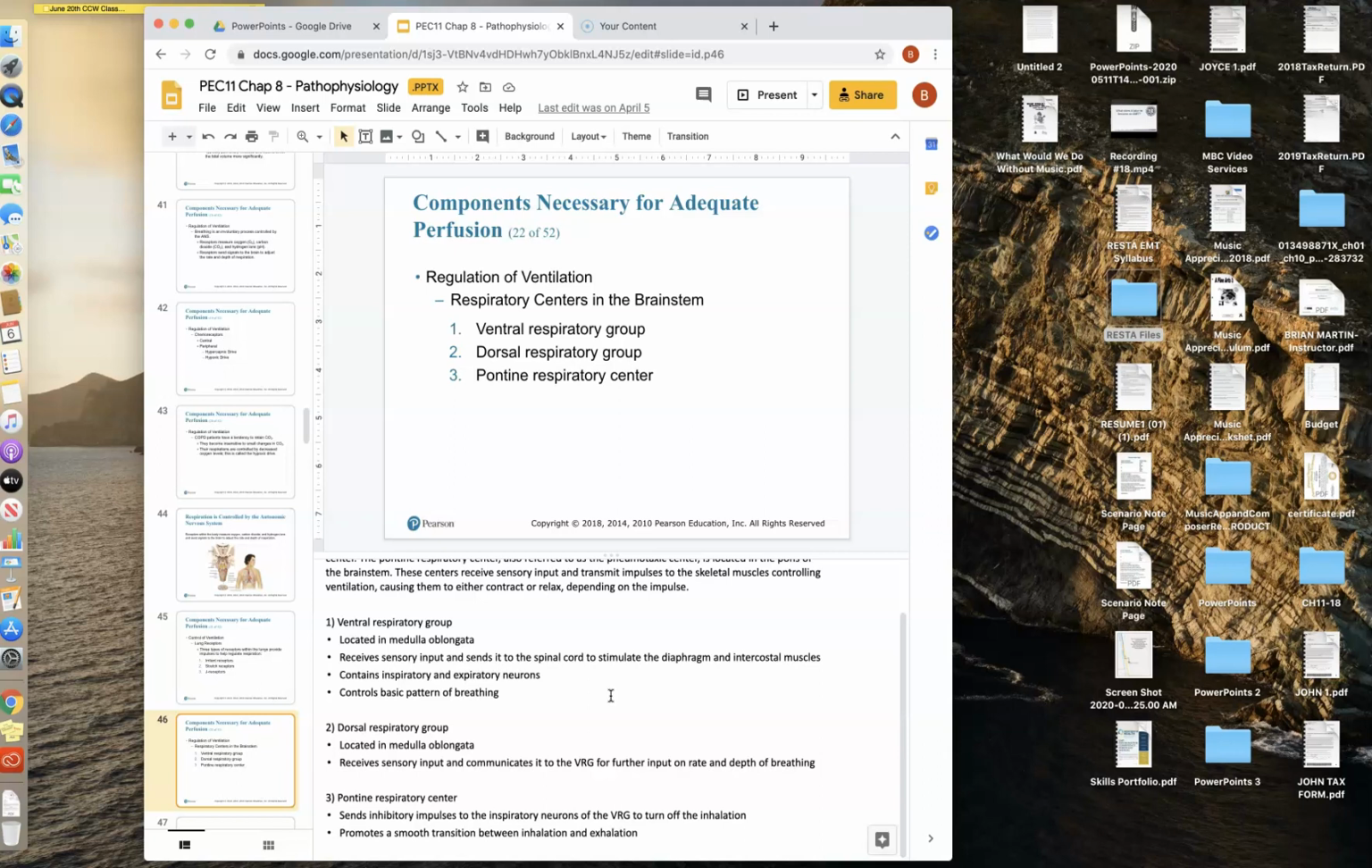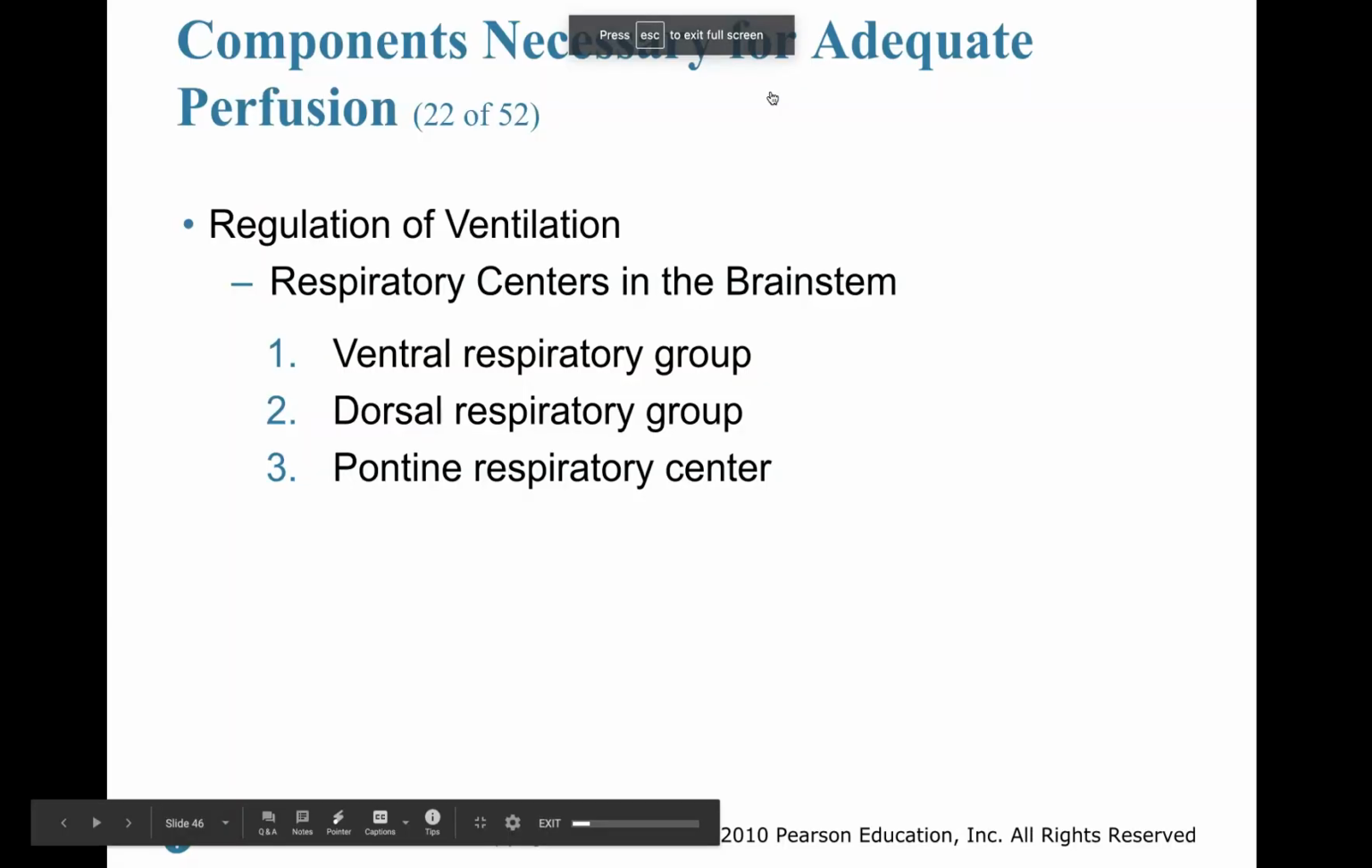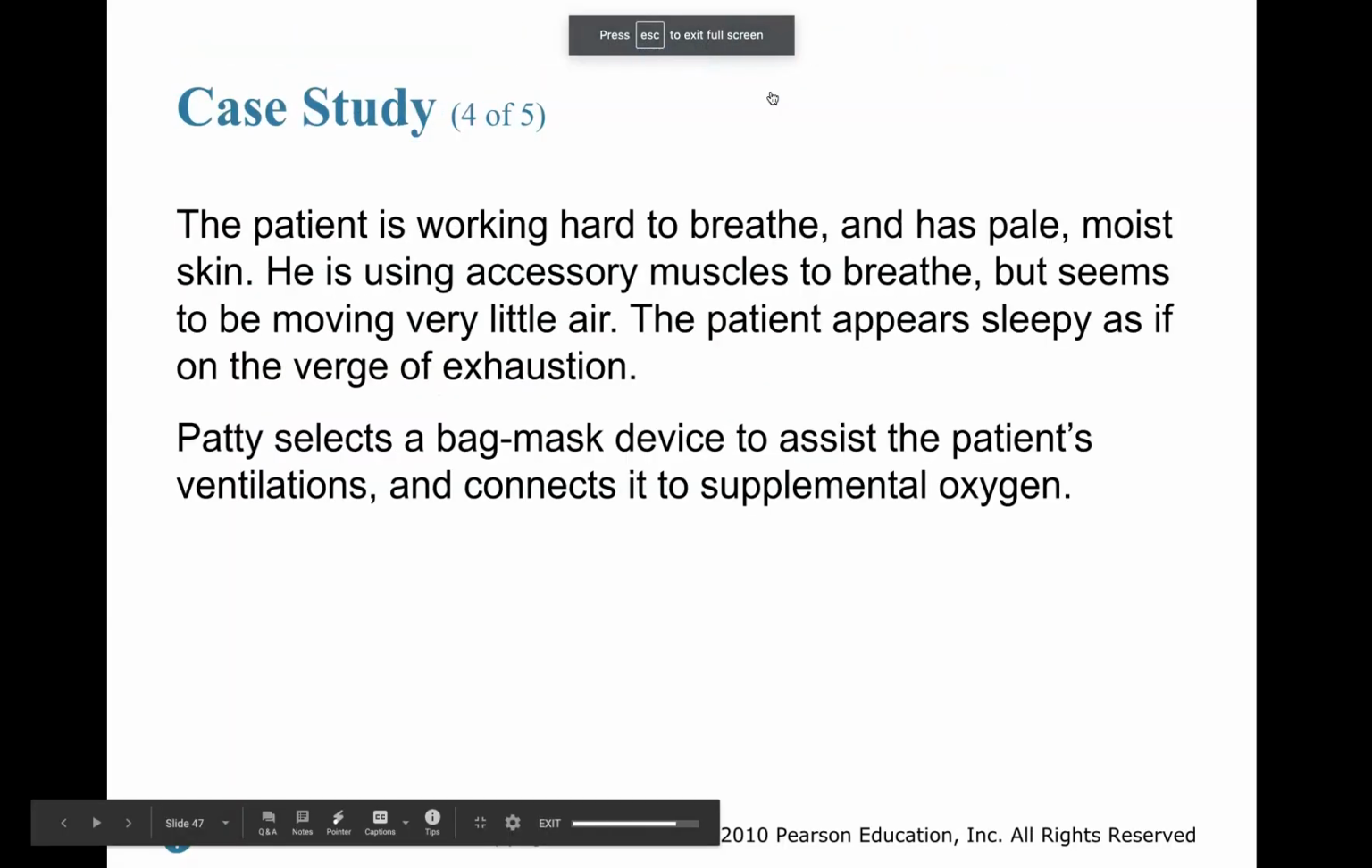The dorsal respiratory group is located in the medulla oblongata and receives sensory input and communicates with the VRG for further input on rate and depth of breathing. And then the pontine respiratory center sends inhibitory impulses to the inspiratory neurons of the VRG to turn off inhalation. It promotes a smooth transition between inhalation and exhalation. Okay.